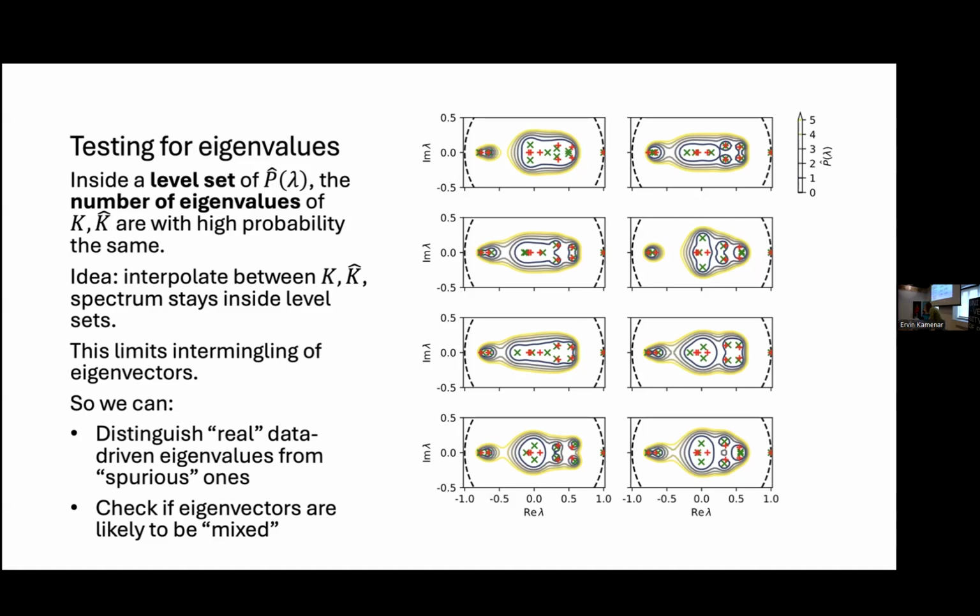But we can use this to distinguish real data-driven eigenvalues from ones that are probably just artifacts of finite data sampling. For example, we can always see that there are two eigenvalues to the left here, and these definitely correspond to the red ones. Two green ones definitely correspond to two red ones, but the correspondence between the green and the red inside these central blobs is a lot more questionable.